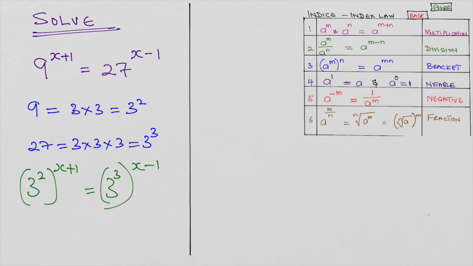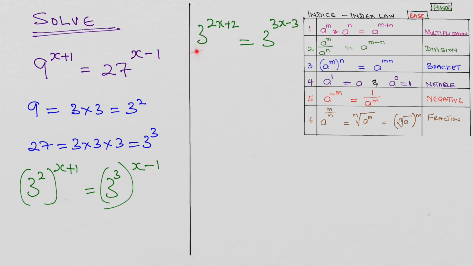Now we're going to multiply out the powers because we've got the bracket index law here. With the bracket index law, you multiply out the powers. So we get 3 to the power 2x plus 2 equals 3 to the power 3x minus 3. 2 times x is 2x. 2 times 1 is 2. 3 times x is 3x. 3 times minus 1 is minus 3.